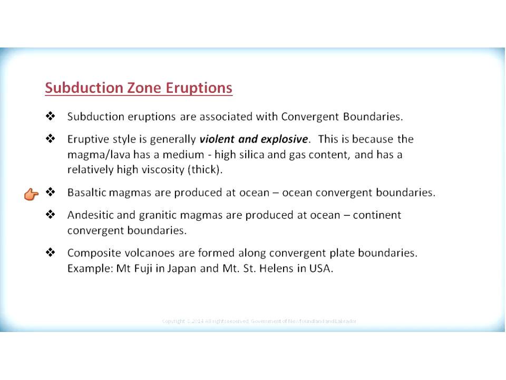Basaltic magmas are produced at ocean-ocean convergent boundaries, whereas andesitic and granitic magmas are produced at ocean-continent convergent boundaries. So subduction eruptions can display both a low viscosity basaltic magma or the higher viscosity andesitic and granitic magmas. Clumps of volcanoes form along convergent plate boundaries. Some examples include Mount Fuji in Japan and Mount St. Helens in the United States.